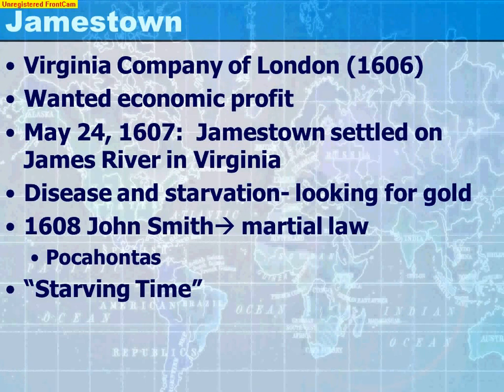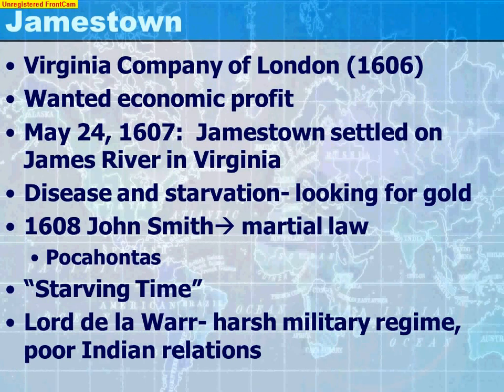Now, the starving time in the winter of 1609 to 1610, this was the worst of the worst. Basically, it's exactly what it is. Most of the colonists died. By this time, 400 men and women had come to Virginia. After that winter, only 60 remained.